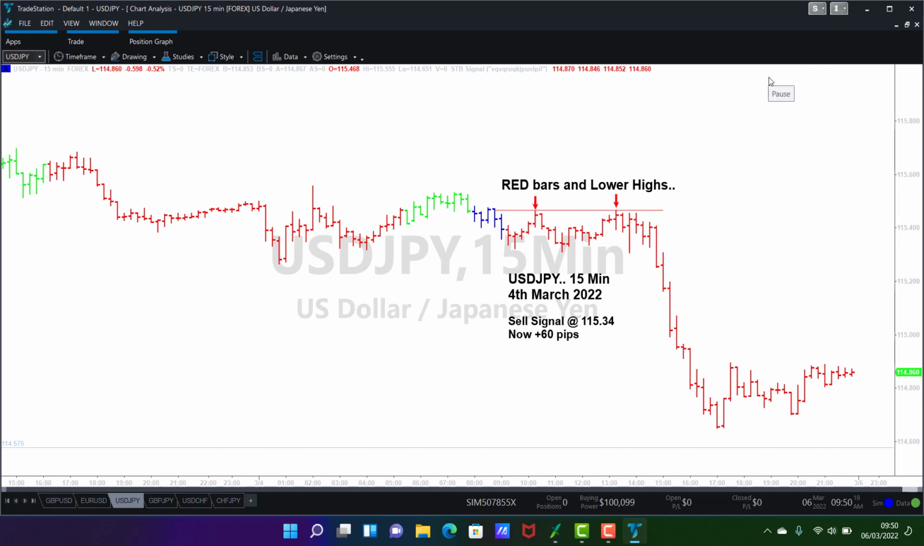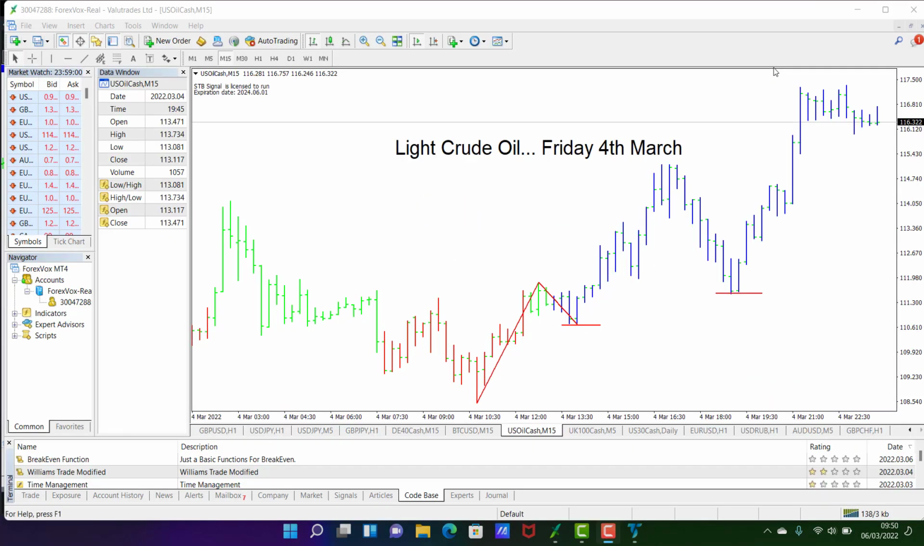Let me show you what it would be like to trade it on the likes of the commodity market. What about crude oil? Here we have crude oil, a market very close to my heart, a market that I trade a lot. And this again is on the MT4 Forex Fox platform. Very tight spreads, folks. Great platform to work with.